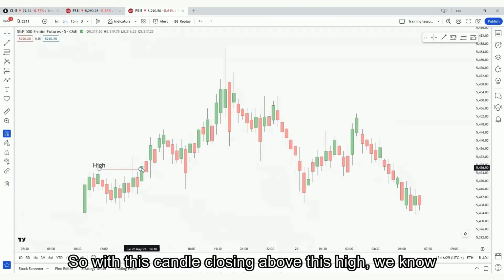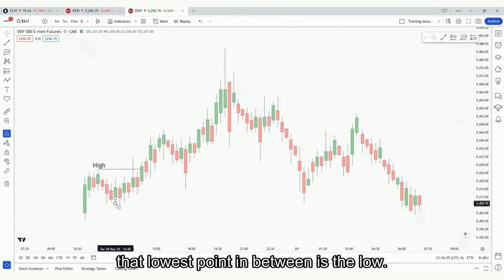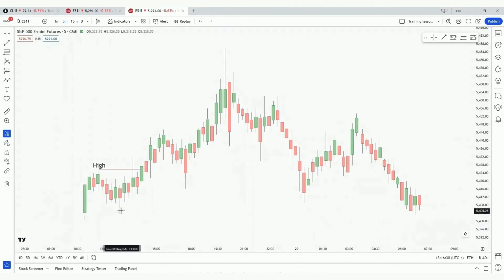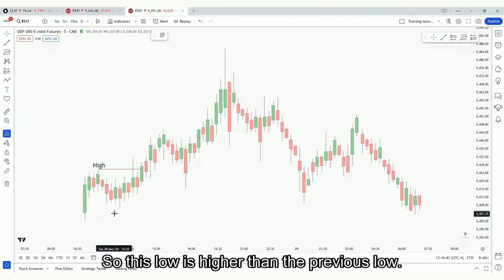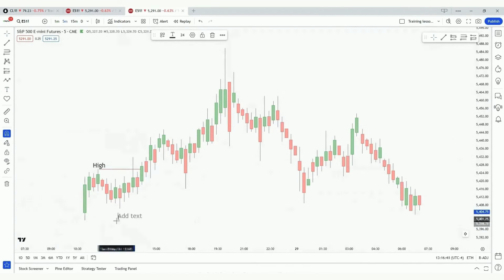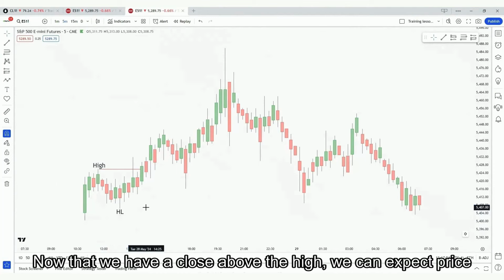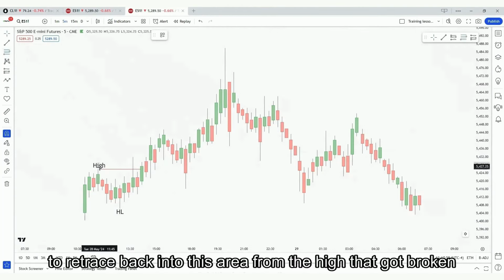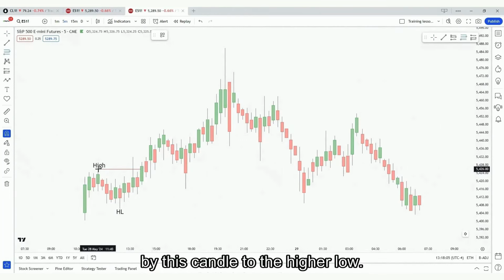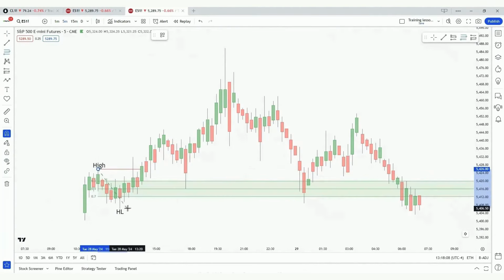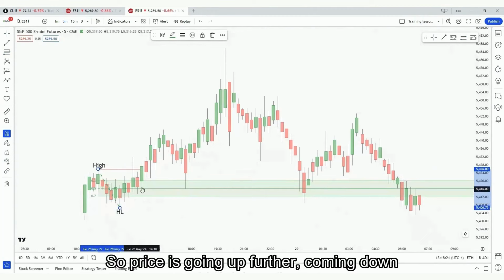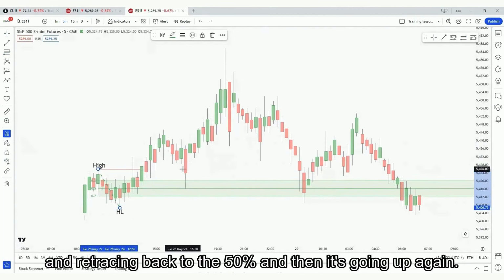So with this candle closing above this high, we know that the lowest point in between is the low. So this low is higher than the previous low. That makes this one a higher low. Now that we have a close above the high, we can expect price to retrace back into this area from the high that got broken by this candle to the higher low. So price is going up further, coming down and retracing back to the 50%, and then it's going up again.